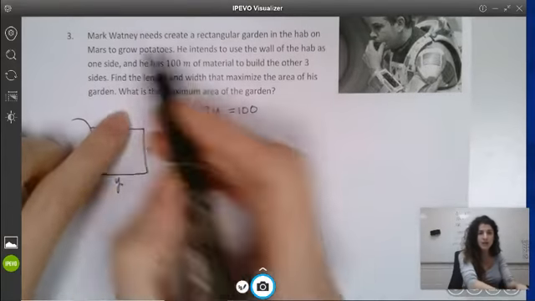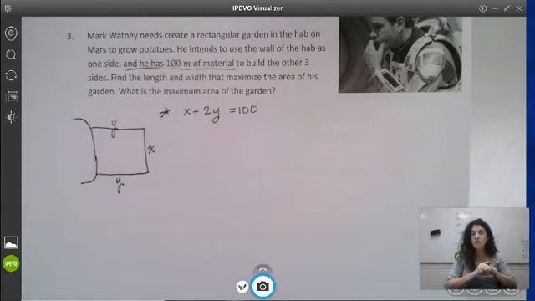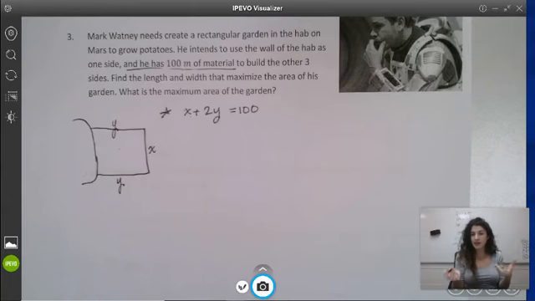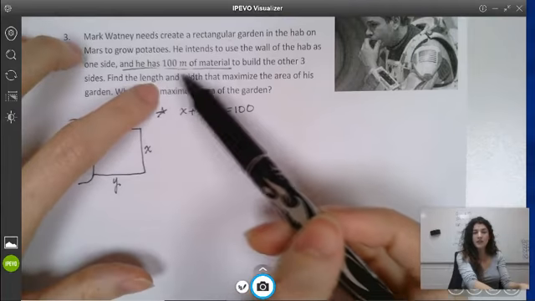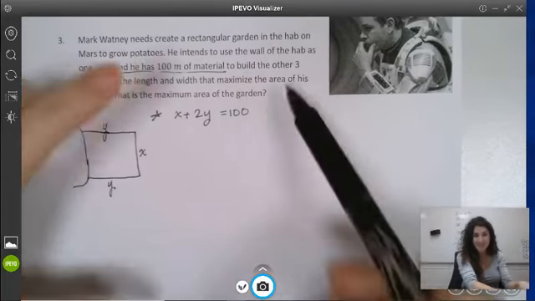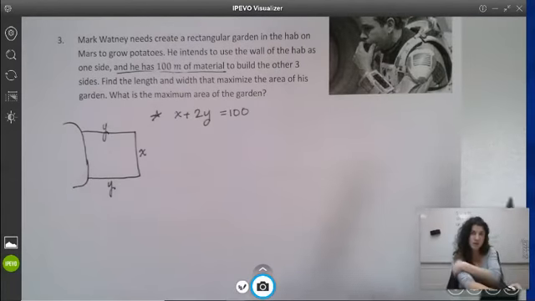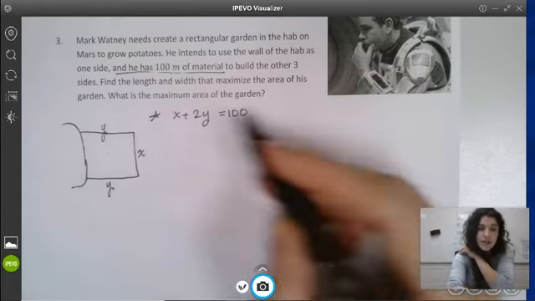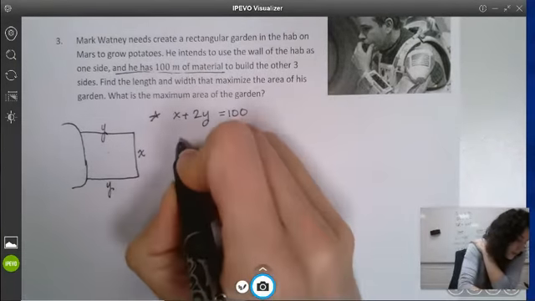Okay, so I have dealt with this. That's all I've done so far. I haven't even thought about the area. I've just started to represent what I know visually and then mathematically in some way, but I'm not done. I need to move on to the other thing, which is we want the length and width that maximize the area of the garden. And then what is the maximum area of the garden? So then we need to talk about how do we find the area? Well, how we find area is we multiply each side, x times y.